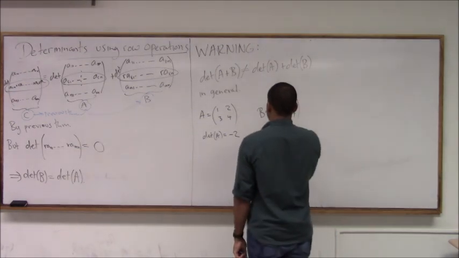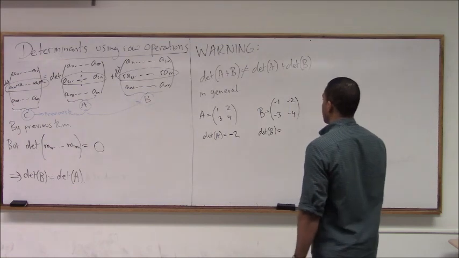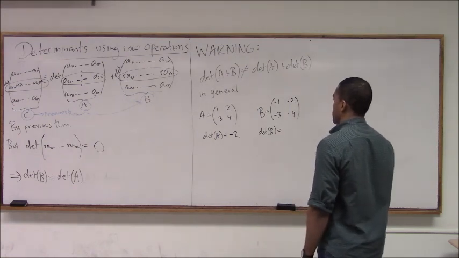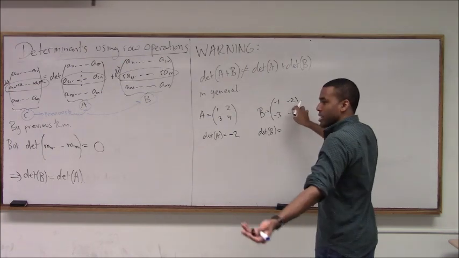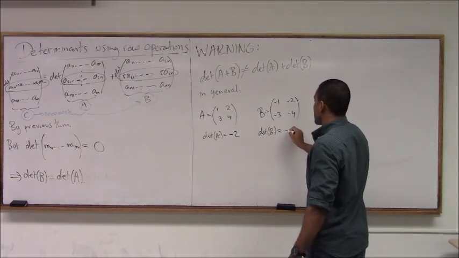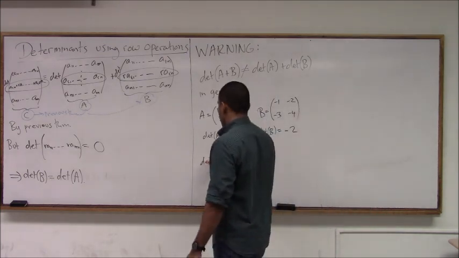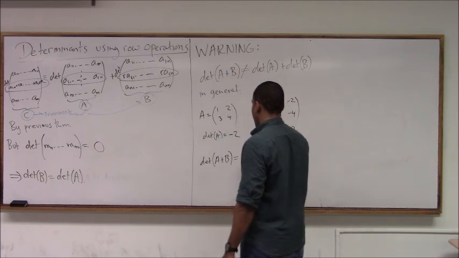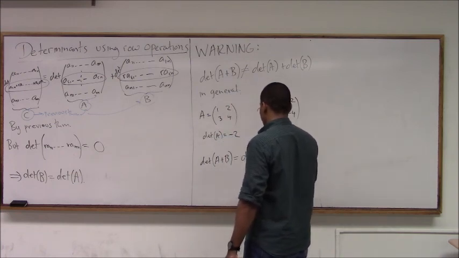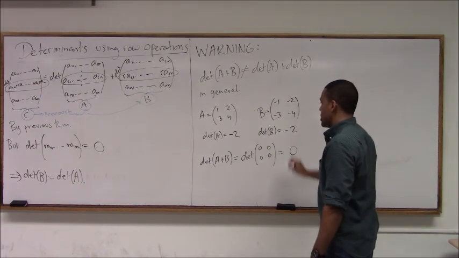So the determinant of B would be positive, exactly the same, because negative times negative becomes positive anyway. And so it's also negative 2. But what is the determinant of A plus B? A plus B is literally the zero matrix, the determinant of 0, 0, 0, 0, because I add those two. So that would give me 0.